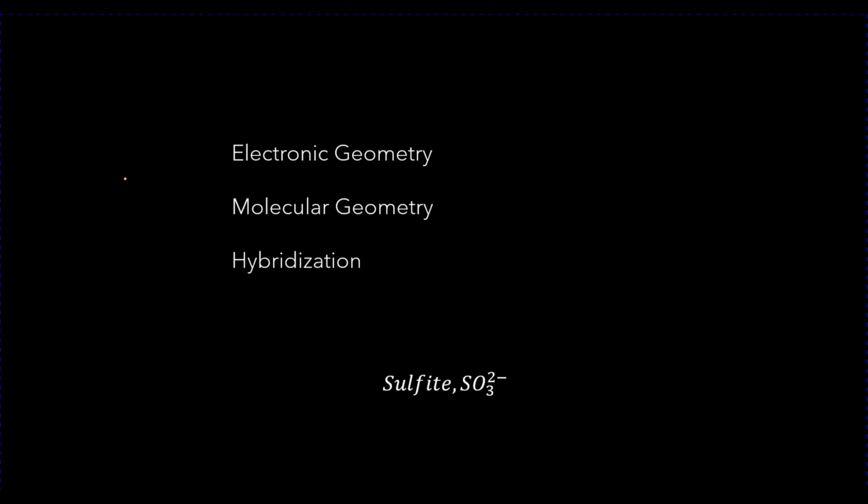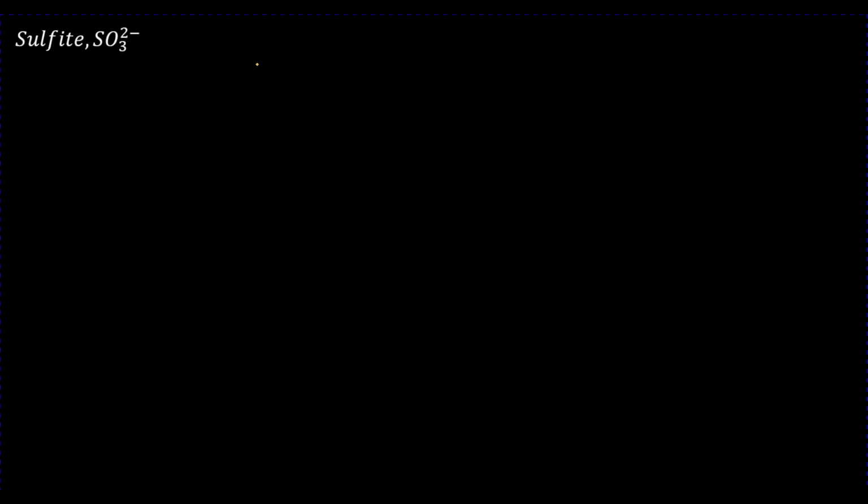In this video, I'm going to show you a method on how to solve for the electronic geometry, molecular geometry, and hybridization of each element in the polyatomic anion sulfite. The chemical formula for sulfite is shown here. It says here that there's one sulfur and 3 oxygen atoms.